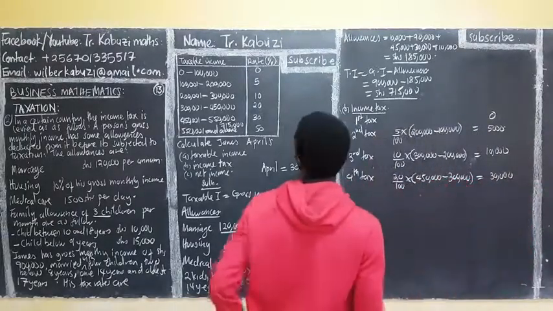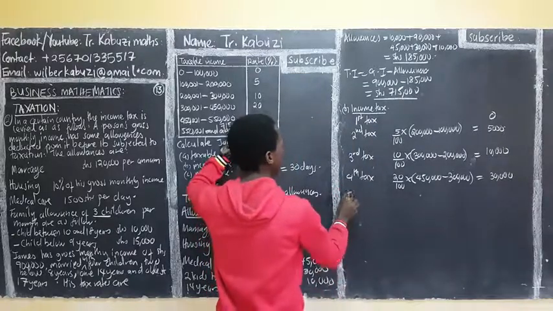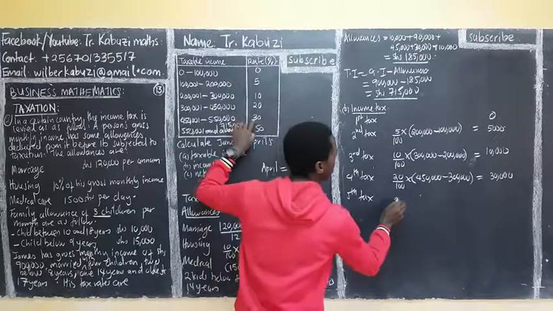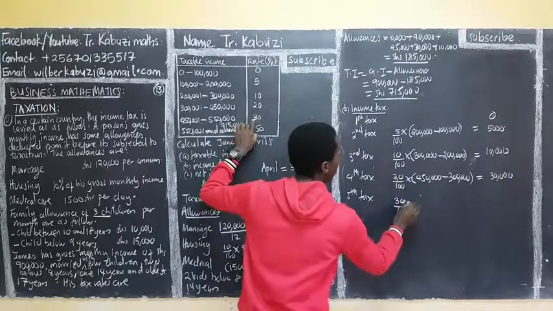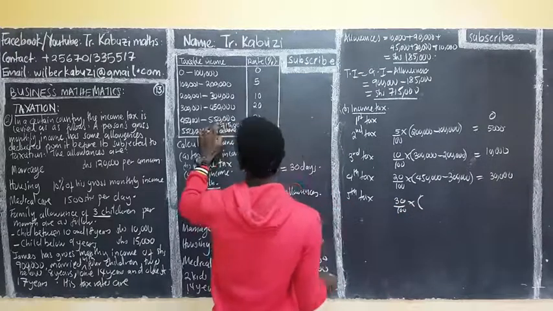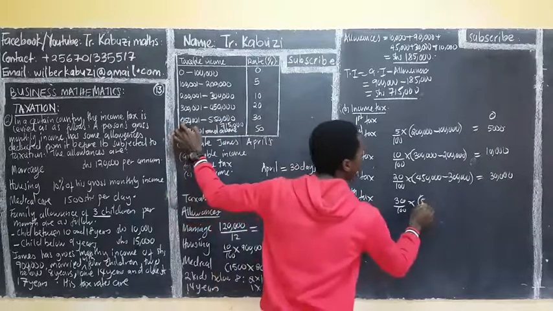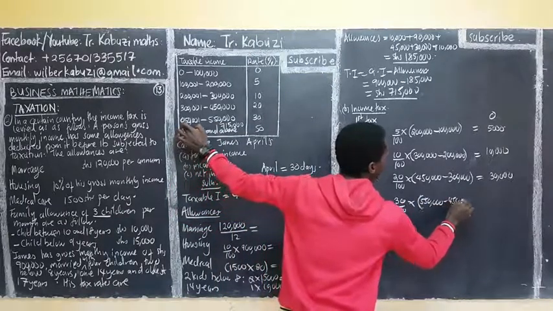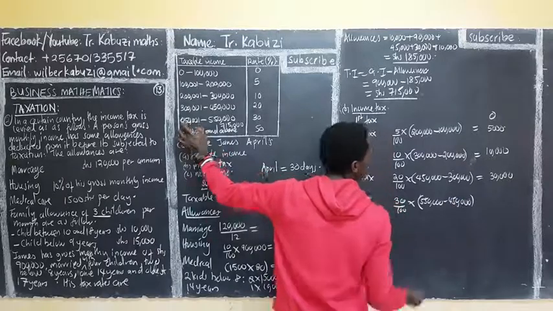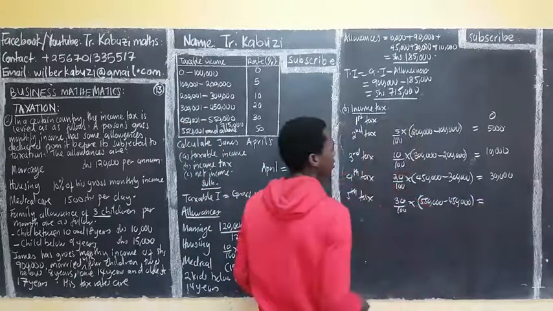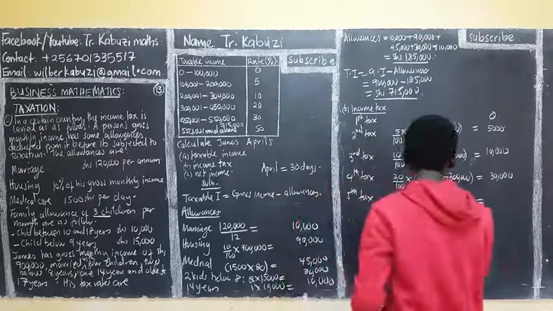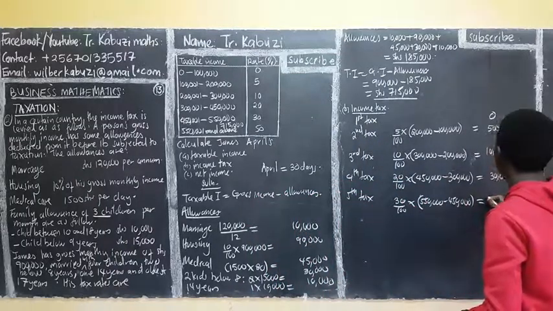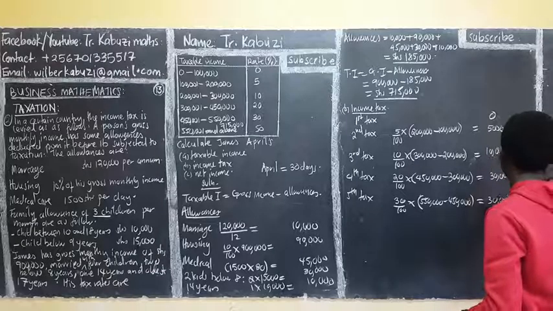Then the fifth tax is going to be 30%. So 30 over 100 times, you get this minus this, then minus 450,000. Ignore one, I told you the reason why. Here we are going to get 100, and 100 times that is going to give us 30,000.